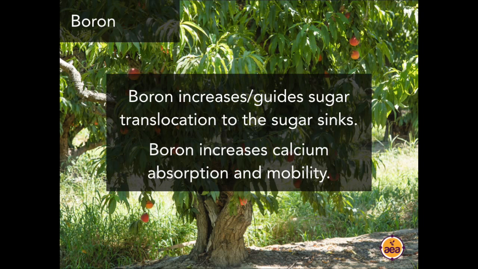And then the second consideration with boron is that it increases calcium absorption from the soil, and also it increases calcium mobility within the plant. It allows the calcium to move when absorbed from the root system and being transported through the xylem. It allows calcium to move into the fruit and into the new growth much more easily.